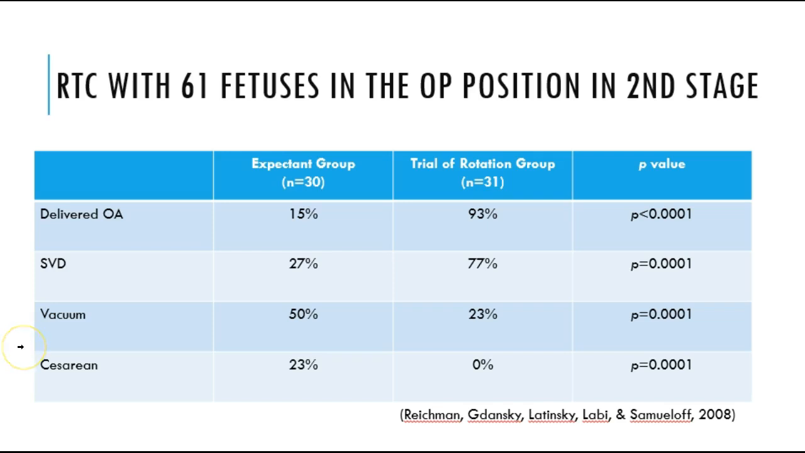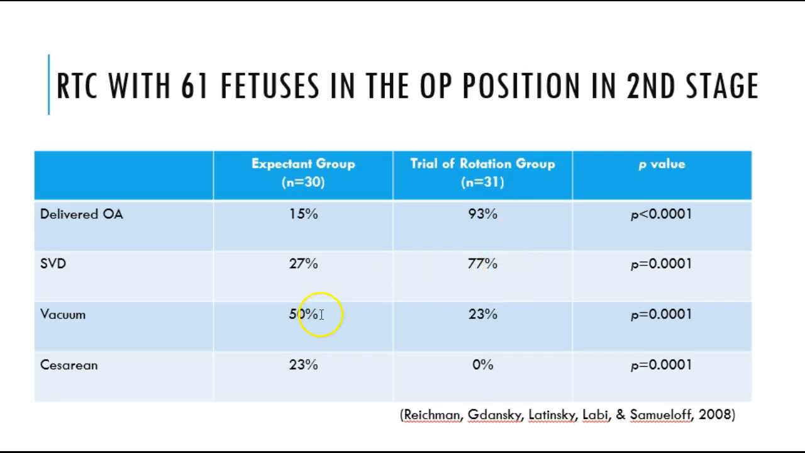One quick study that looked at this was 61 fetuses where they were diagnosed OP in the second stage. So beginning of second stage, we've got 61 babies that are all OP. We did expectant management, and then we did a trial of rotating them and delivering in OA. 15% of those where we didn't do anything, they did rotate and they came out OA, versus for the rotational group, 93% came out OA. So some of those were probably unsuccessful rotations. And then for spontaneous vaginal delivery, only 27% of those where they didn't have a rotation came out vaginally, whereas 77% came out spontaneously with the rotational group.